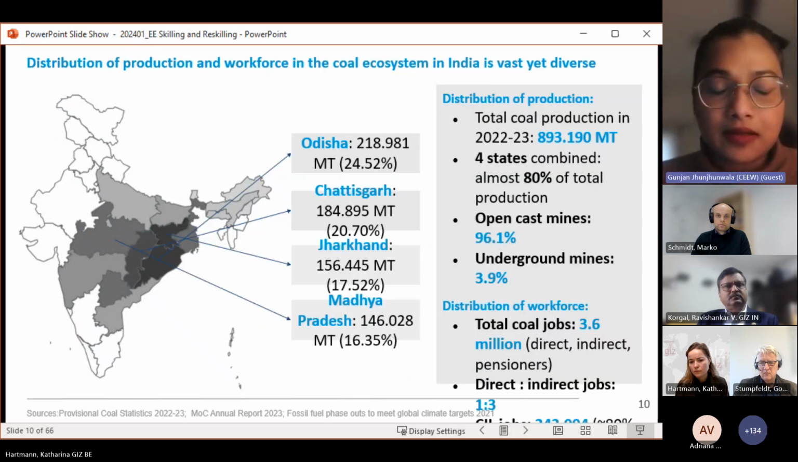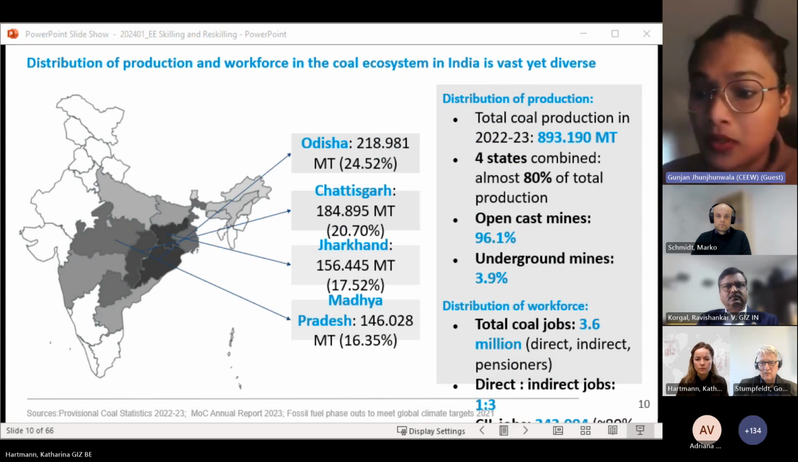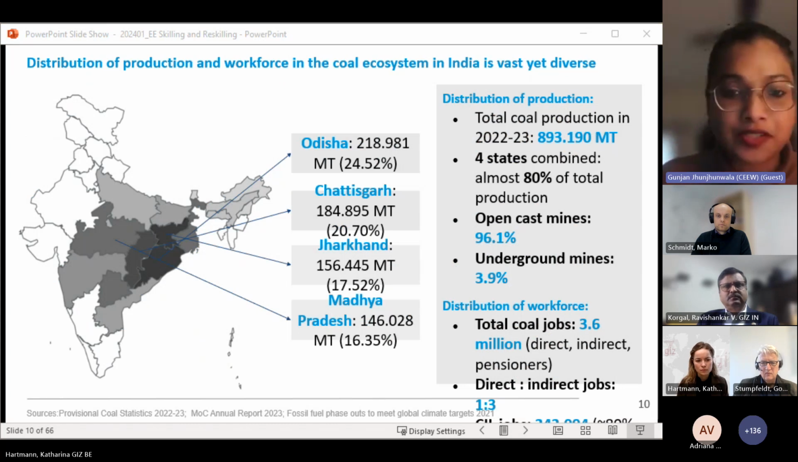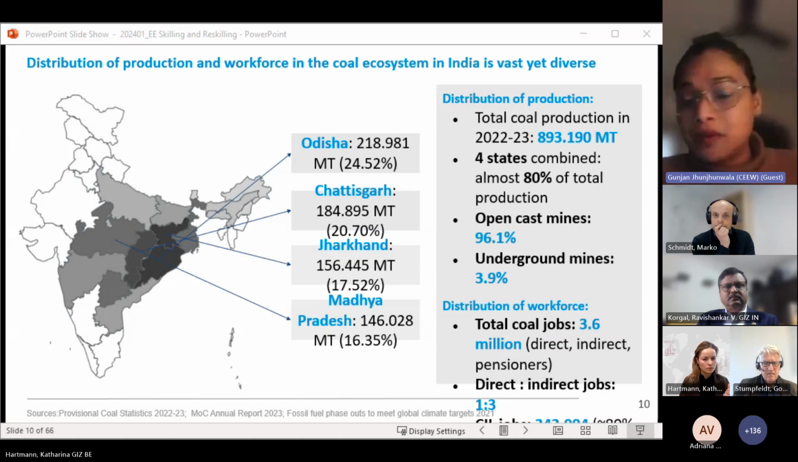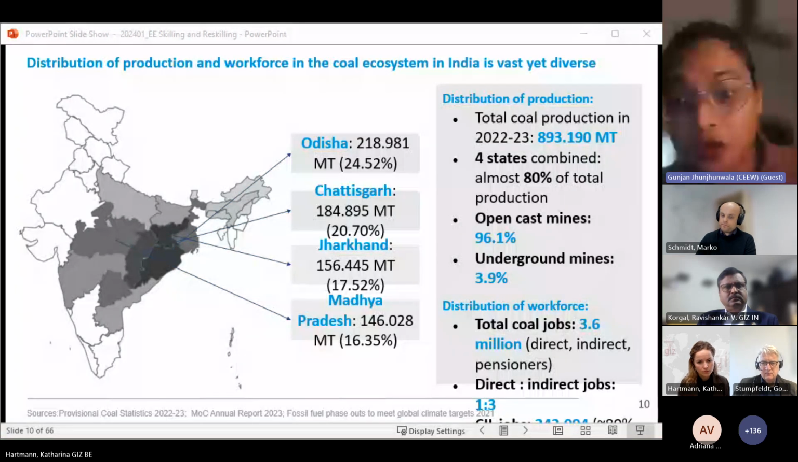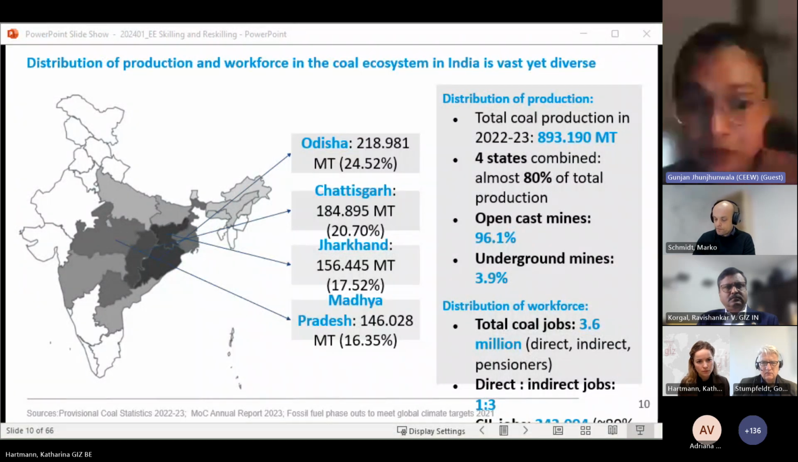So I'll spend about a minute talking about India's coal ecosystem. Like I said, the first point is really to zoom out and see what is that larger coal ecosystem. And so you'd see that India's coal mining is clustered around specific states. 4 or 5 states are coal rich, of which Odisha produces almost 24%. So a quarter of India's coal production comes from Odisha.